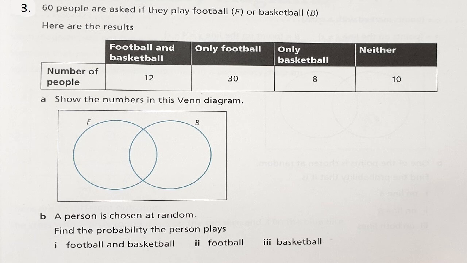Third question: 60 people are asked if they play football or basketball. Here are the results, given in a table. First, show the numbers in this Venn diagram. B, a person is chosen at random. Find the probability the person plays: first, football and basketball; second, football; third, basketball.